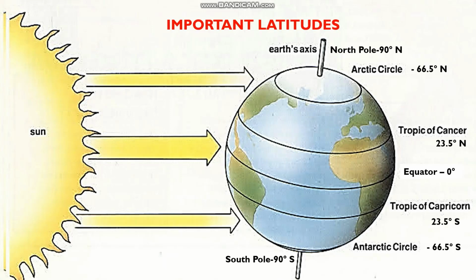There are 7 important latitudes. They are the North Pole, which lies at 90 degree north latitude, and the Arctic Circle lies at 66.5 degree north, and the Tropic of Cancer is at 23.5 degree north. The Equator is at 0 degree. The Tropic of Capricorn is at 23.5 degree south latitude. The Antarctic Circle is at 66.5 degree south, and the South Pole is at 90 degree south. Understood? These are the important latitudes.